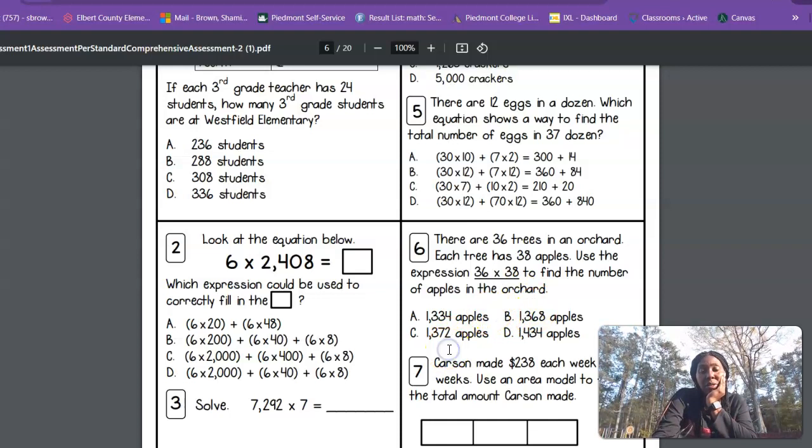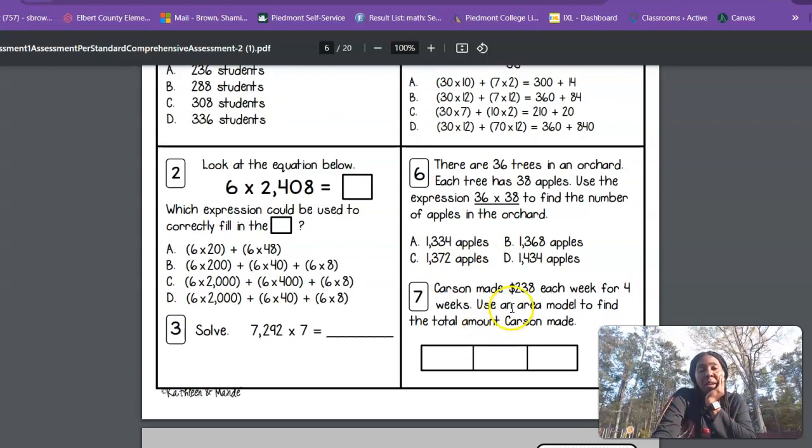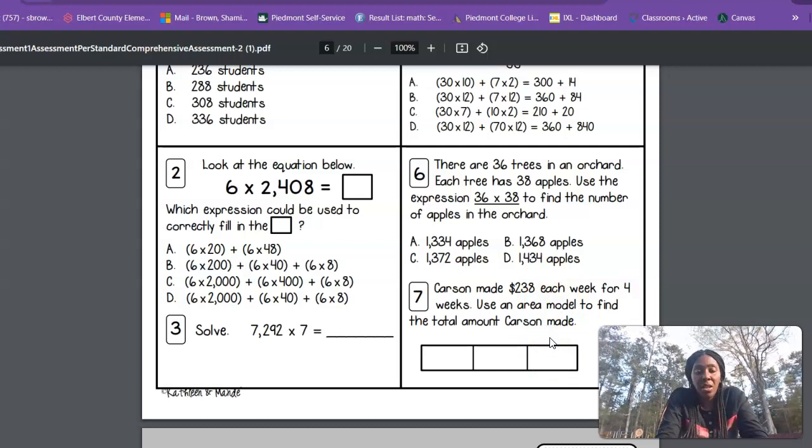And number 7, the last one, says Carson made $238 each week for 4 weeks. Use an area model to find the total amount that Carson made. So on the top of the box, you would write 238, and on the side you would write 4. Then you would just multiply this times this. So 4 times 200, put your answer there. 4 times 30, put your answer in this box. Then 4 times 8, you will put your answer in that box. Then you will add it all together. And that is it for your homework.